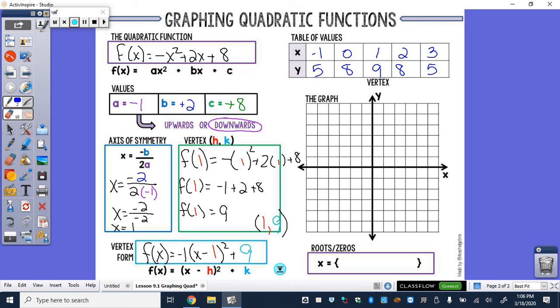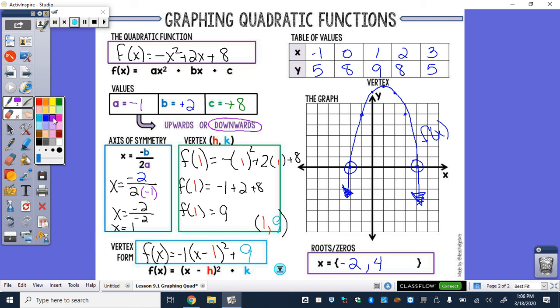So 1, 2, 3, 4, 5, 6, 7, 1, 2, 3, 4. Oh, these ones definitely go off. So again, getting my roots from my table in my calculator would be at negative 2 and positive 4. So my roots are at negative 2 and positive 4 right there.